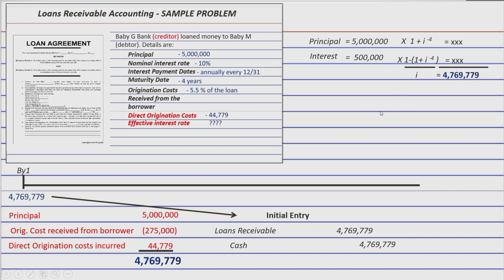Okay? But in this sample problem, the effective rate is not given. However, we can already get the present value or initial value because again, the problem has these two amounts for origination cost. So making an initial entry with the amounts is now not a problem. Okay? So the problem occurs after the initial entry. The problem is we can't complete the timeline for 4 years because again, we don't have an effective rate. And I told you to find it by doing a trial and error and interpolation in the past episode.